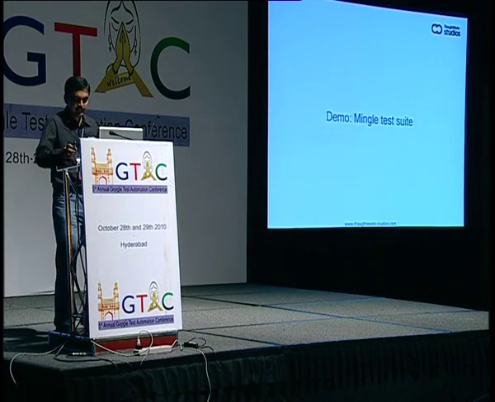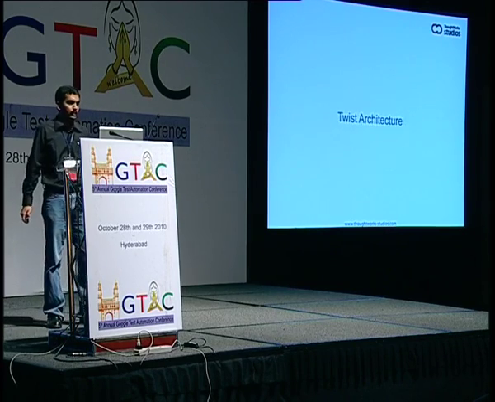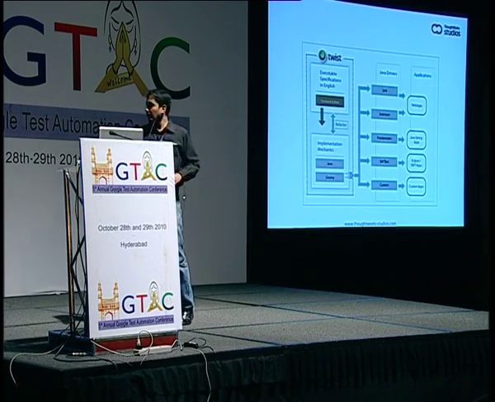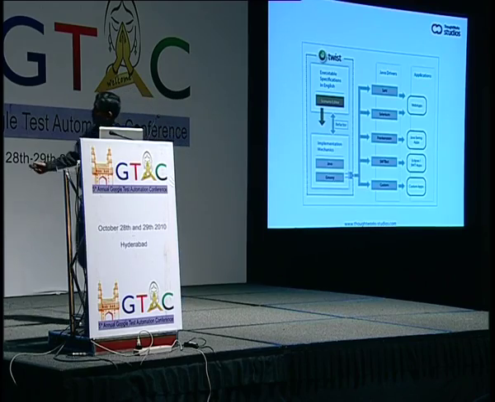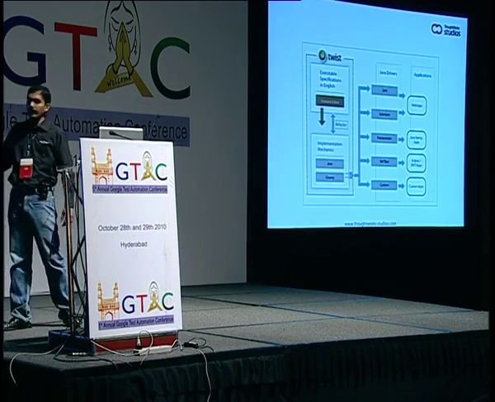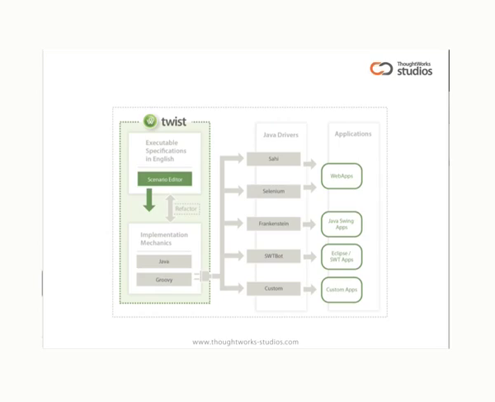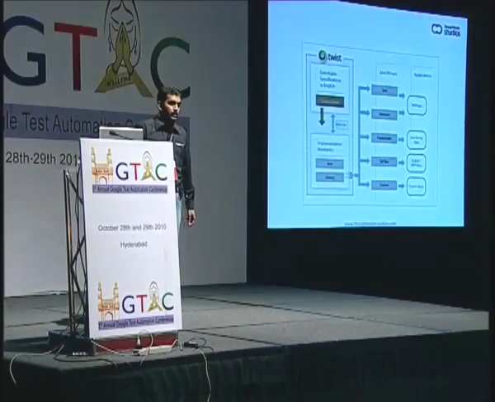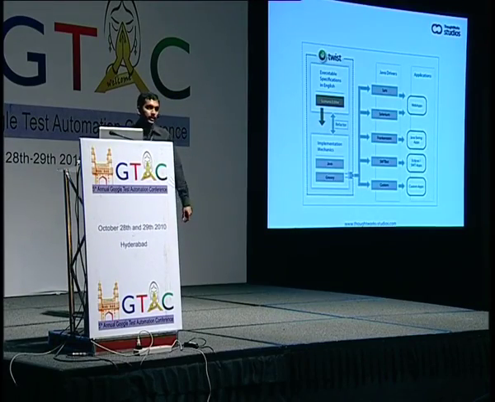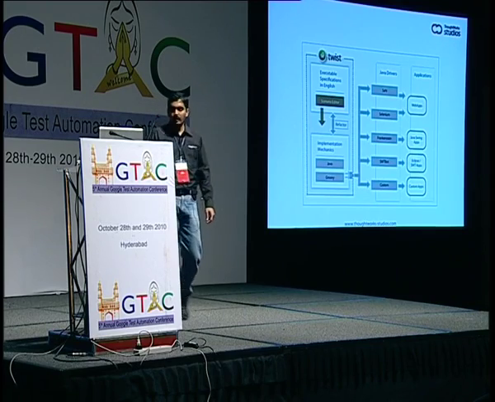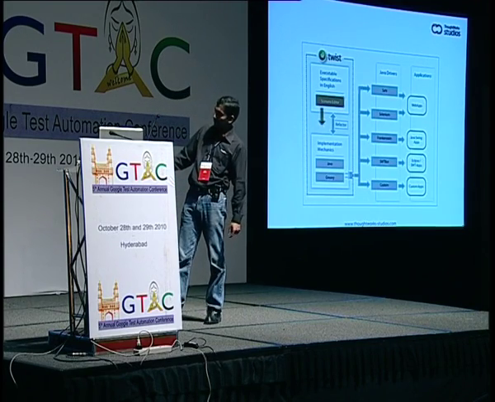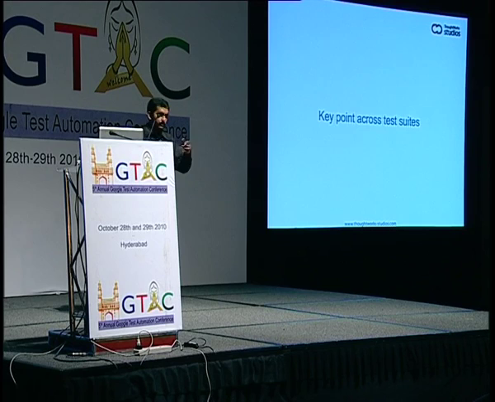Okay, so you saw an example of the Twist test suite. So what does the Twist architecture look like? Essentially what we have is something that we refer to as a scenario editor. You can write your executable specifications in English or pretty much any language that you would like. We have customers who actually write the Twist tests in Chinese, for instance. The underlying implementation mechanics, what actually makes the test work, I won't have time to talk about.